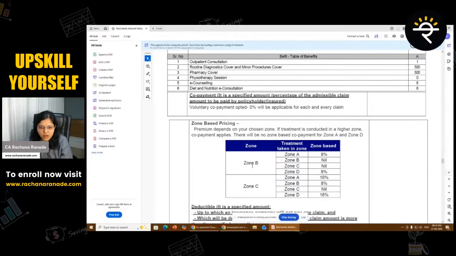Acha, it's good that they have stated it clearly. So if treatment is taken in zone A, it says 8%. Acha, zone D is also maybe higher. So it's not A, B, C, D in normal order, but very clearly given. So if I'm going in zone A, 8%, zone D, 8%. If I go in zone B and C, nil. Okay. Is this extremely powerful and extremely helpful?